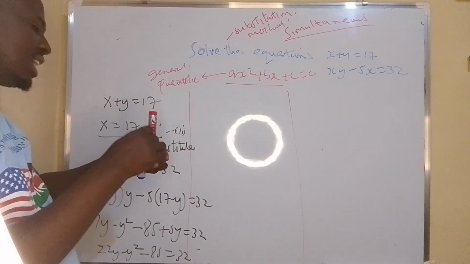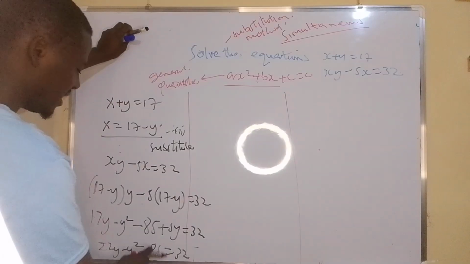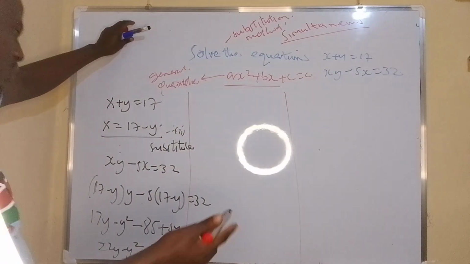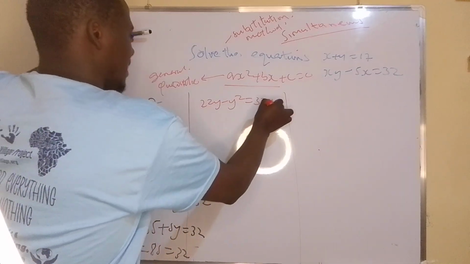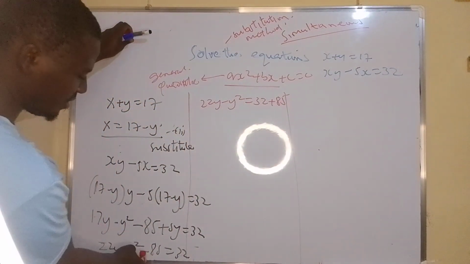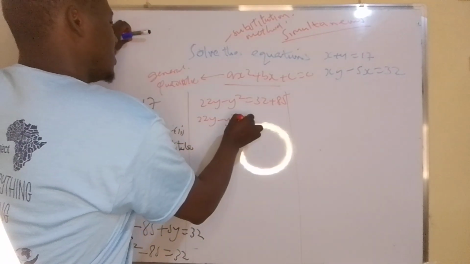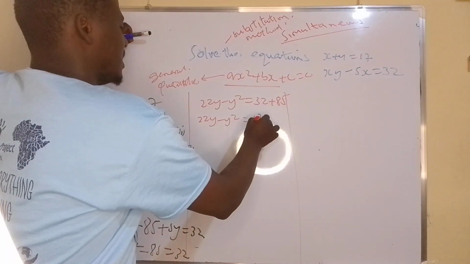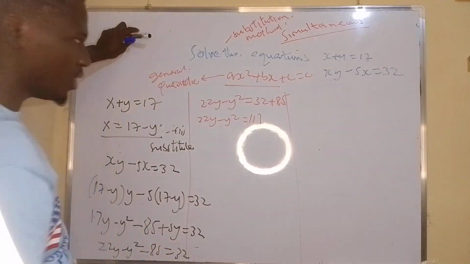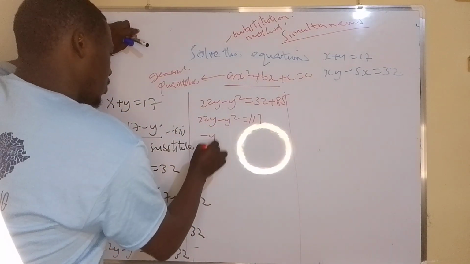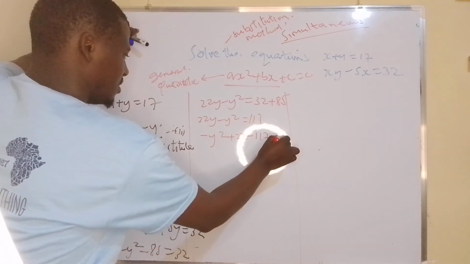Let's proceed and combine this negative 85 with the 32. Therefore 22y minus y squared is equal to 32 plus 85. It's negative 85, so when it crosses over the sign becomes positive. So 22y minus y squared is equal to 32 plus 85, which is 117. Then rearrange to be in the form ax squared plus bx plus c. So it will be minus y squared plus 22y, and the sign becomes negative 117, is equal to 0.